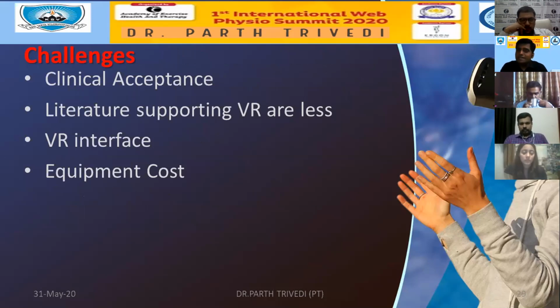Clinical acceptance: we would require much more clinical acceptance in this segment. Interface: all these interfaces probably come from Western country origin. So we need to develop our own, Atmanirbhar Bharat. Yes, we need to develop our own interface supporting our own people and our own hospital setups, so that our healthcare providers are comfortable and our patients also feel at ease while using the virtual reality interface. And the equipment cost should also be less.